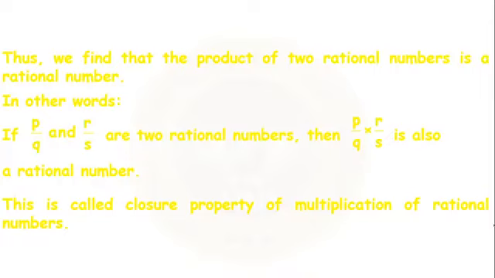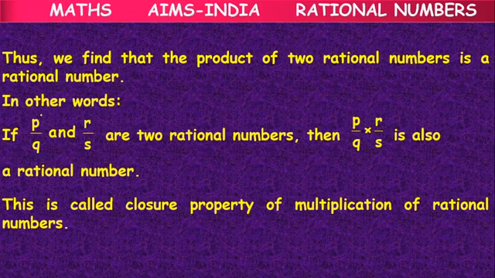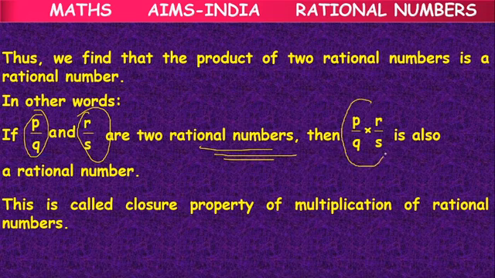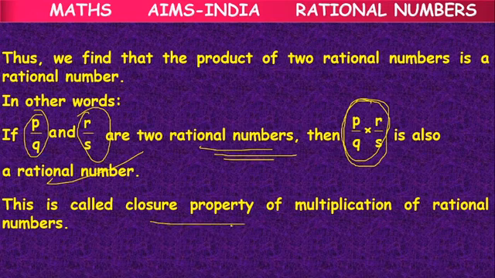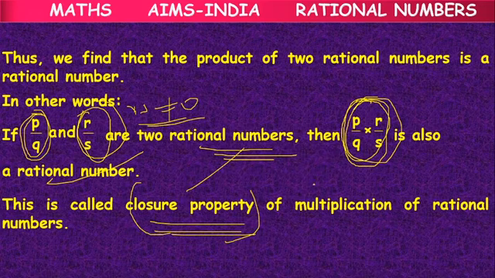So what we have observed here children, if P by Q and R by S are two rational numbers, then P by Q into R by S is also a rational number. This is called closure property. But here the condition applies that R and S are not equal to 0, because the denominator should never be equal to 0. If these are two rational numbers, then their product is also a rational number. Okay, this is called the closure property of multiplication of rational numbers.